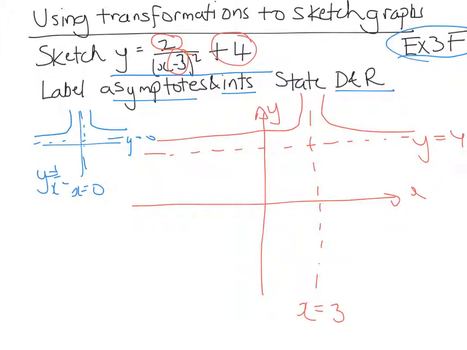Now the domain and range, well, let's see. I can have all real x values except for where the asymptote is here, so I can't have x equaling 3. For the range, I can have any number I like, but it's got to be above 4, so I could say the range will be from 4 to infinity. Let's check out the next one.